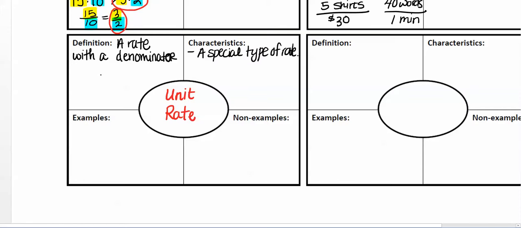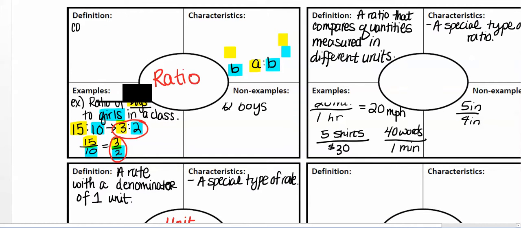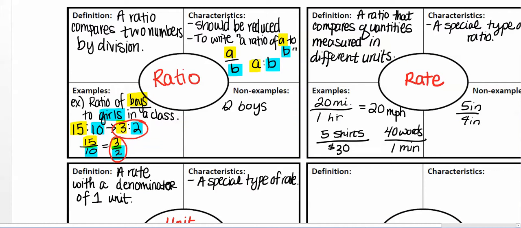That should be an O. Of 1 unit, they say. Okay. So for example, actually we kind of wrote some examples in the last one, right? 20 miles per 1 hour, that would be a unit rate. 5 shirts for $30 is not a unit rate because the denominator is not 1. 40 words per 1 minute, that is a unit rate.